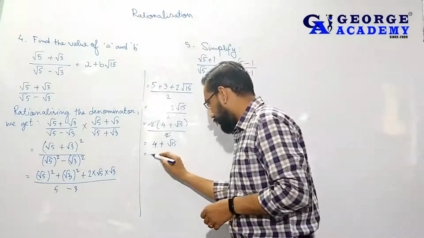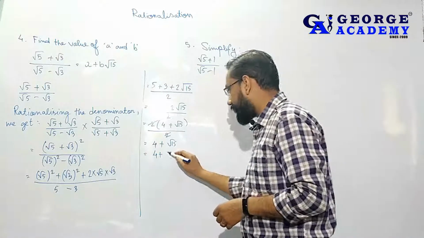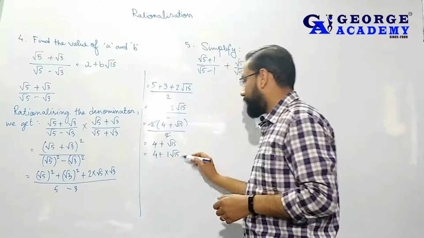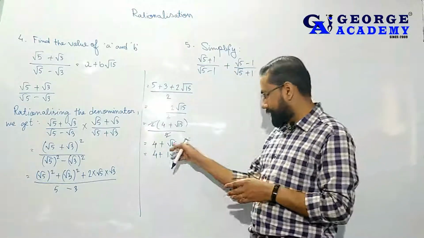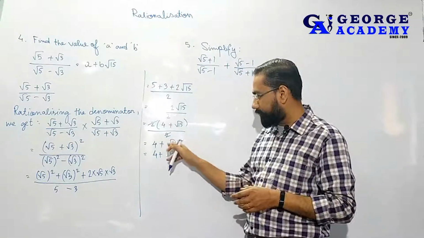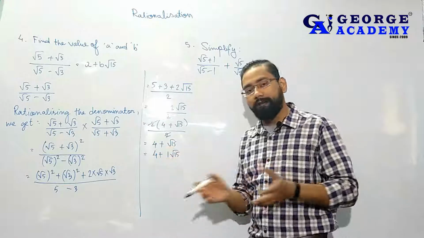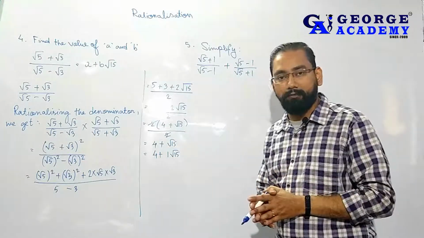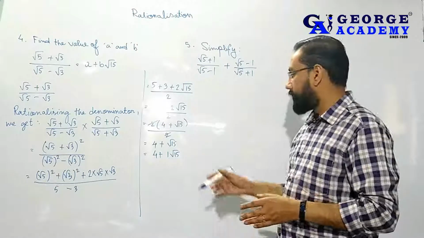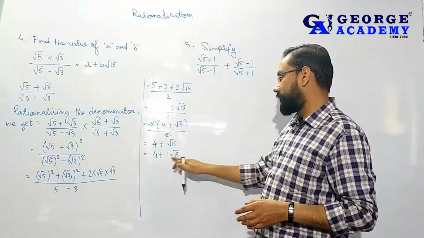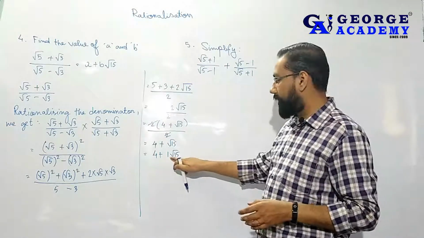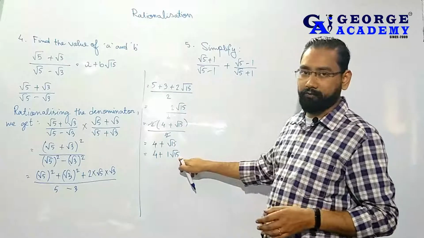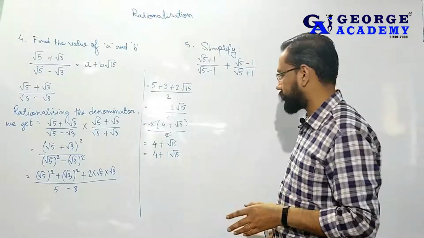That is equal to 4 plus, we can write 1 root 15, because there is no number in front of root over of 15. That means we can multiply root over of 15 by 1, the value doesn't change. So we are writing 1 in front of root over of 15. 1 is getting multiplied by root over of 15, its value will not change.